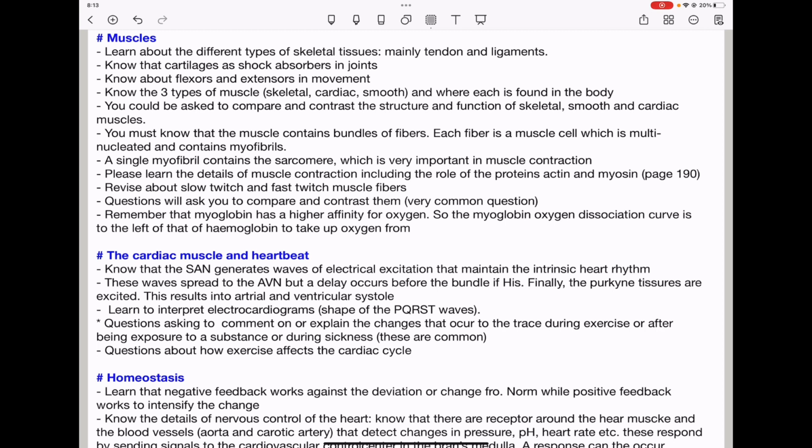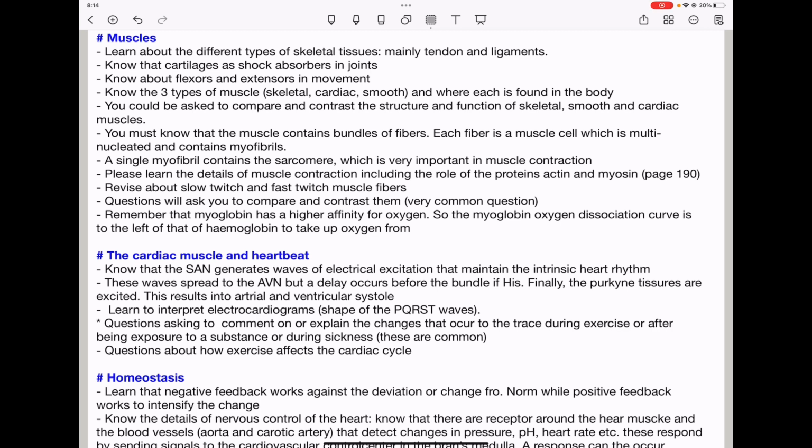You must know that the muscle contains bundles of fibers, and in each fiber is a muscle cell, which is multinucleated and contains myofibrils. And you need to know that a single myofibril contains a sarcomere. You need to remember that contraction of the muscle in the exam is studied when they observe what occurs in the sarcomere. So please learn the details of muscle contraction, including the role of proteins actin and myosin on page 190. This is a very common question.